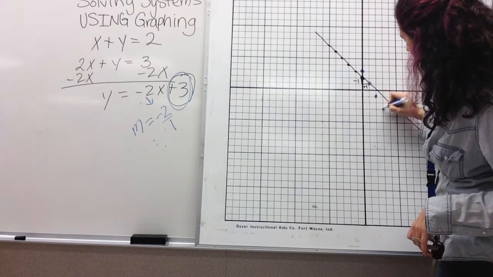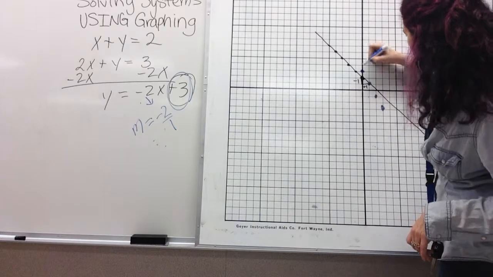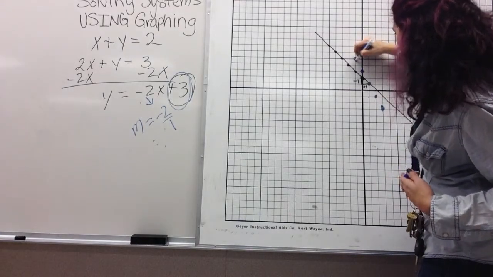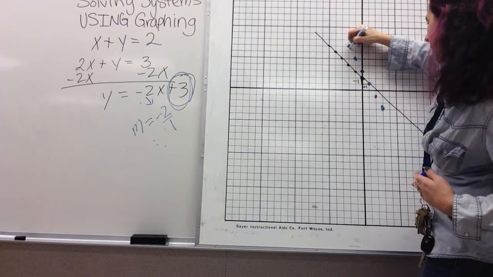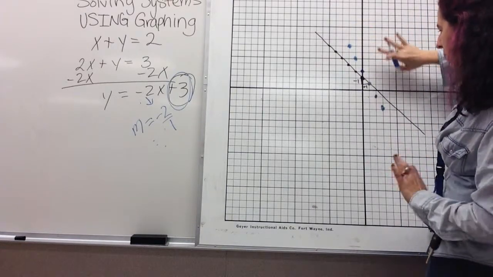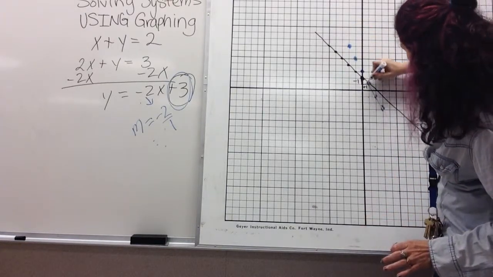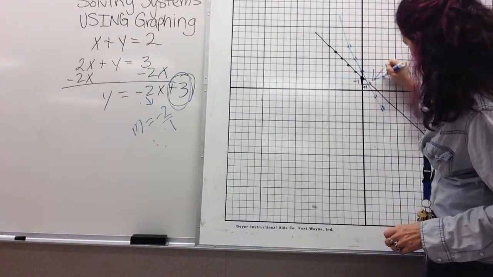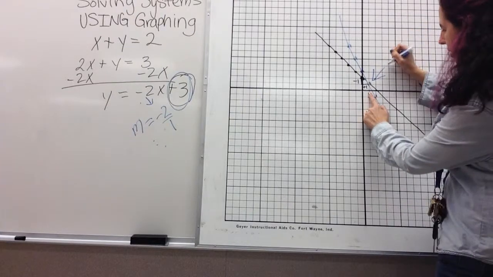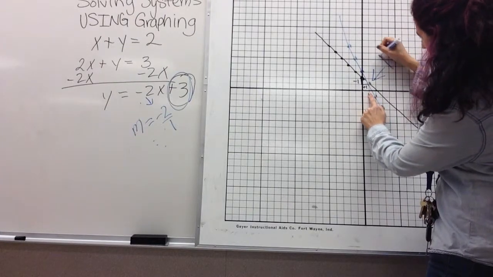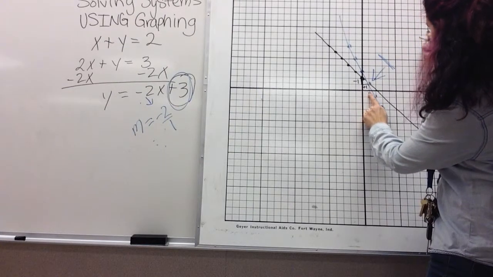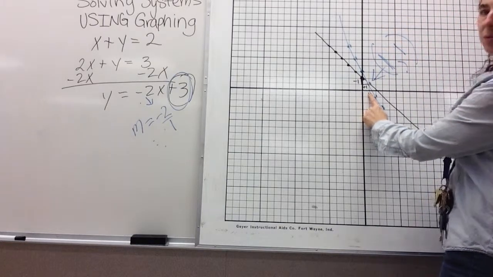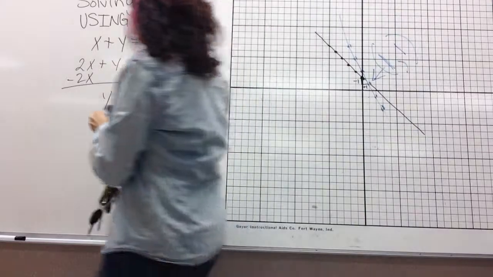2 down and 1 to the right. And if we follow this, our next dot will be here, and then the next dot will be here. So you can kind of see the pattern that occurs. And our point of intersection is here at 1, 1. So that's our point of intersection at 1, 1.